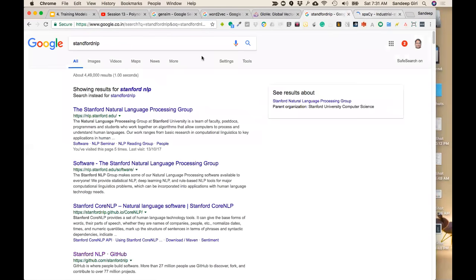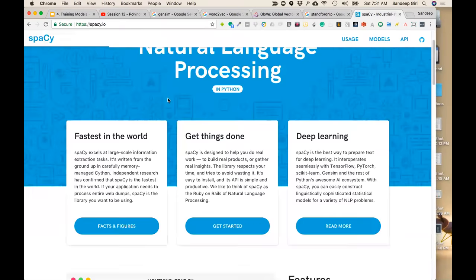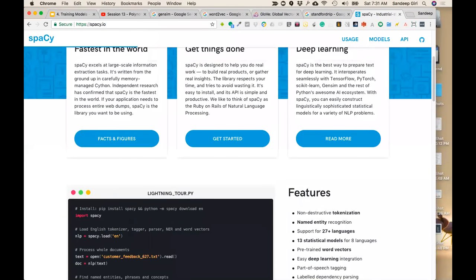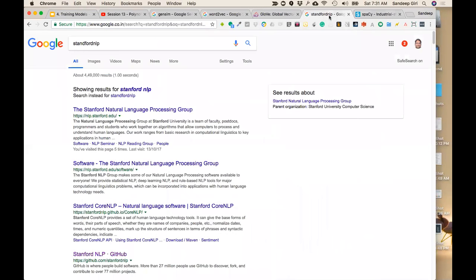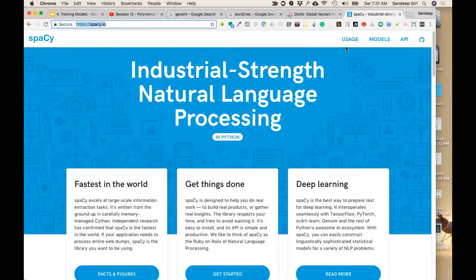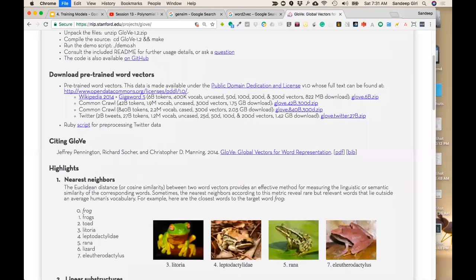Yeah. So these are the couple of libraries that I was using. I'll just send you these links, and these are basically a couple of libraries that people generally use when they do NLP.